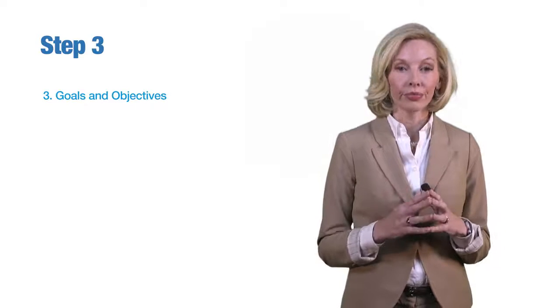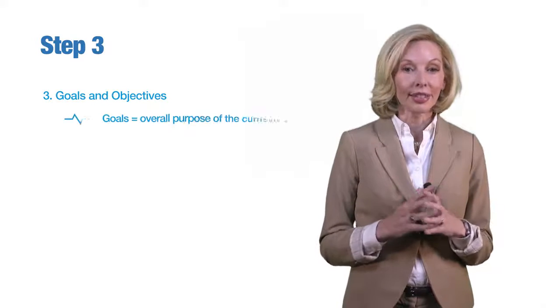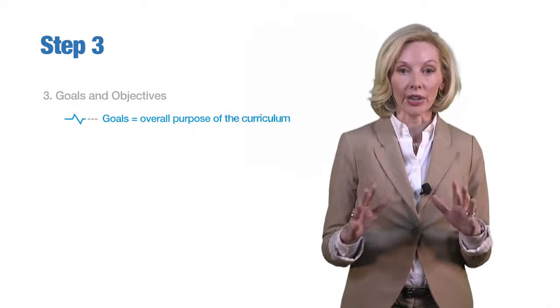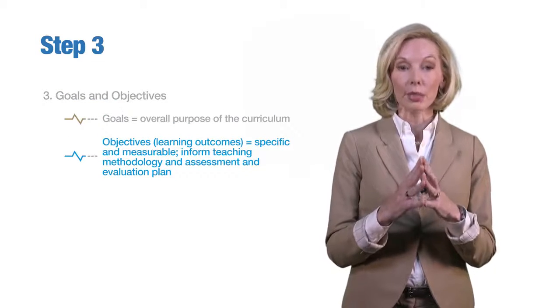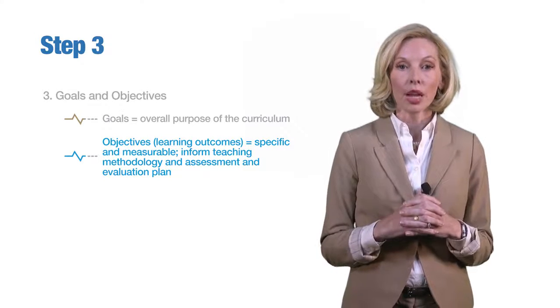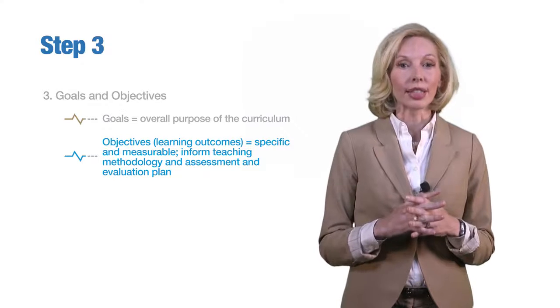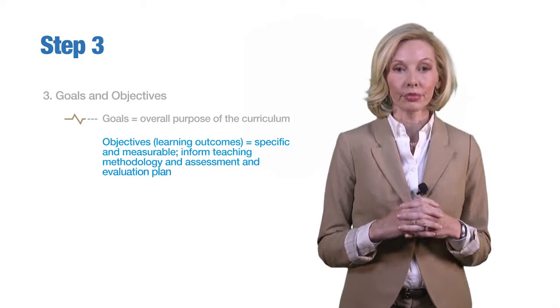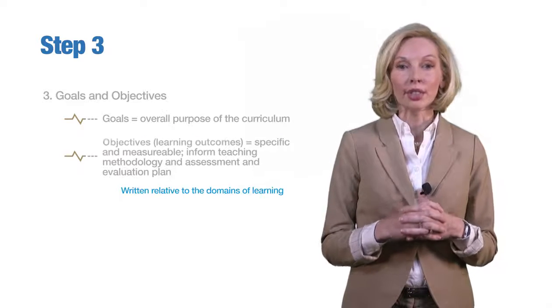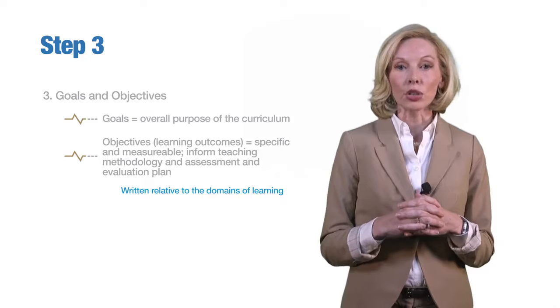Once the needs of the learners have been determined, the next step would be to modify the curriculum to meet those needs by setting goals and objectives. According to Kern and colleagues, goals are broader educational objectives relative to competency in a particular area, while objectives are specific and measurable. Goals relay the overall purpose of the curriculum, while objectives inform the methodology and assessment and evaluation methods. As discussed in session 1, objectives should be written relative to the cognitive, affective, and psychomotor domains of learning.